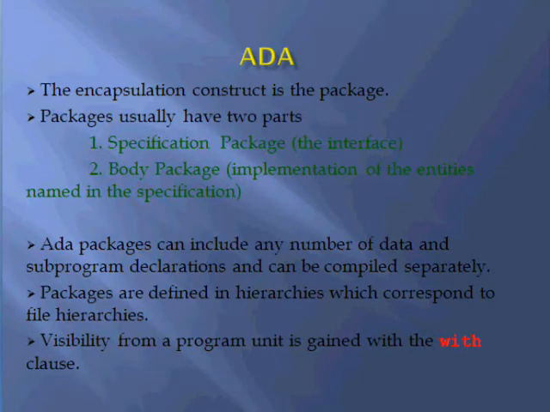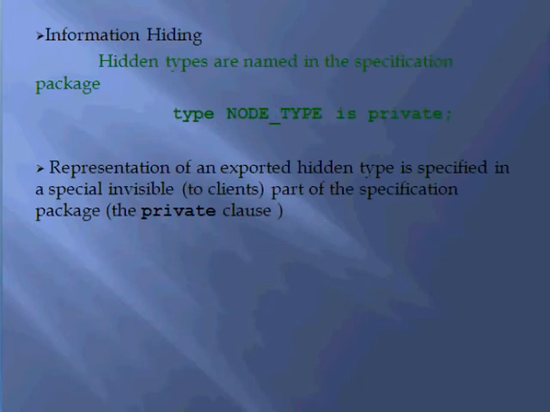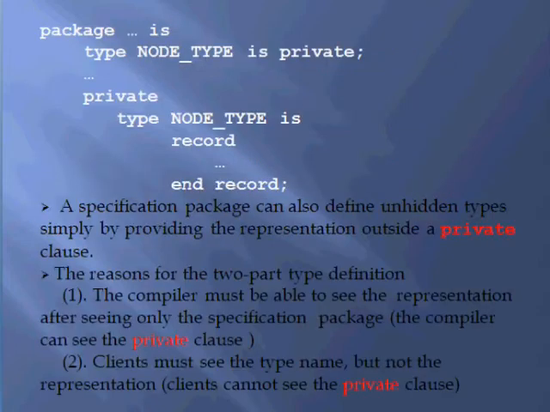Package definition usually consists of two parts. They are package specification and package body. The package specification declares all the private and public components of a package, including data types, constants, functions and procedures. Ada's notion of private is actually closer to the C++ or Java notion of protected.